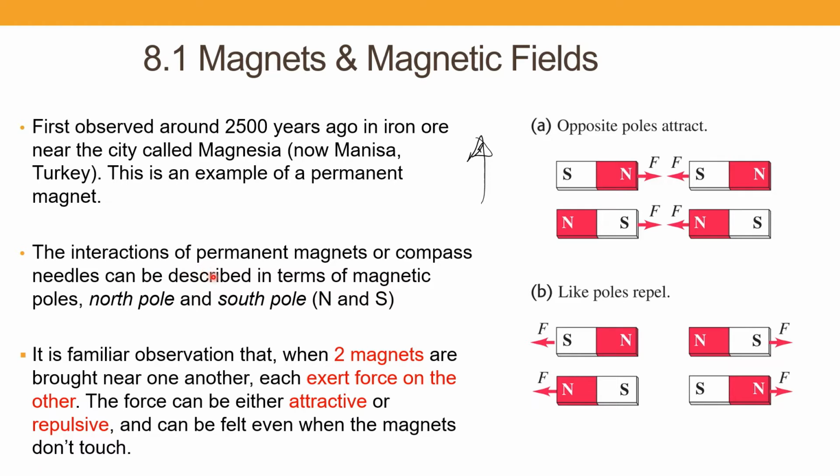The interactions of permanent magnets or compass needles, this is the iron ore compass needle from earlier, can be described in terms of magnetic poles, north pole and south pole. So basically there are two poles in a magnetic bar, in a permanent magnet. We have a south pole and a north pole. I'm sure you also know about this. If we put both of the same poles together, they will repel each other. North and north will repel. But if we put different poles together, they will attract each other.